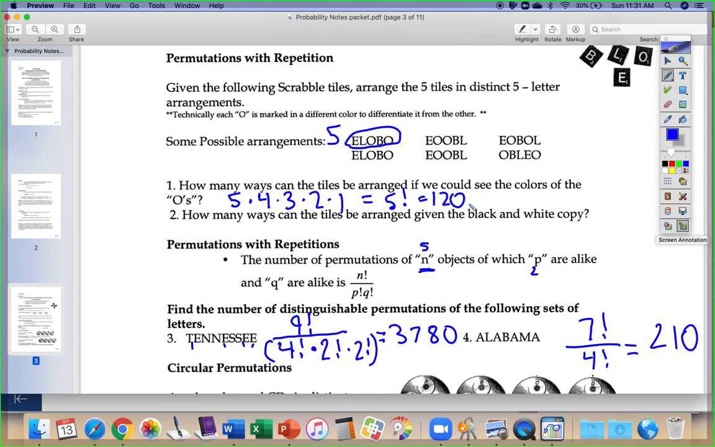These are permutations with repetition. Again, as you do a lot of problems, you'll see when to use which one. The more problems we practice, the more comfortable you'll get with this.